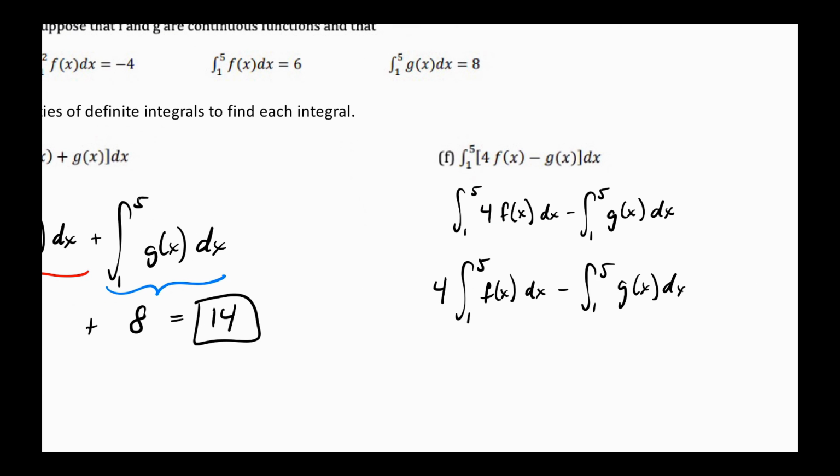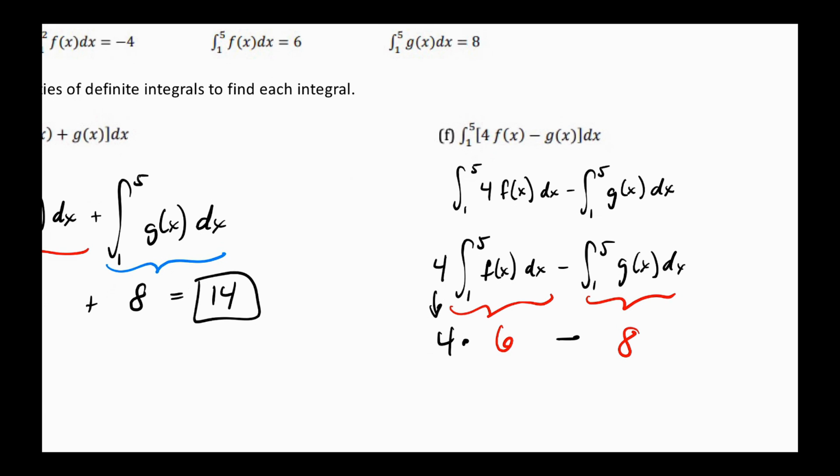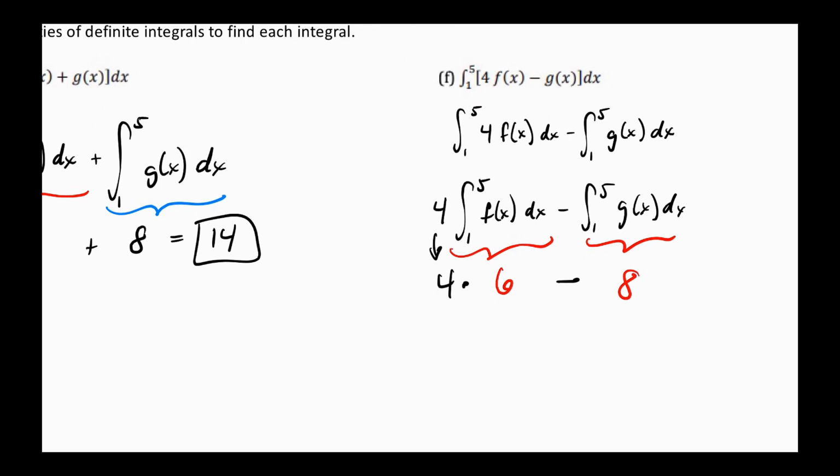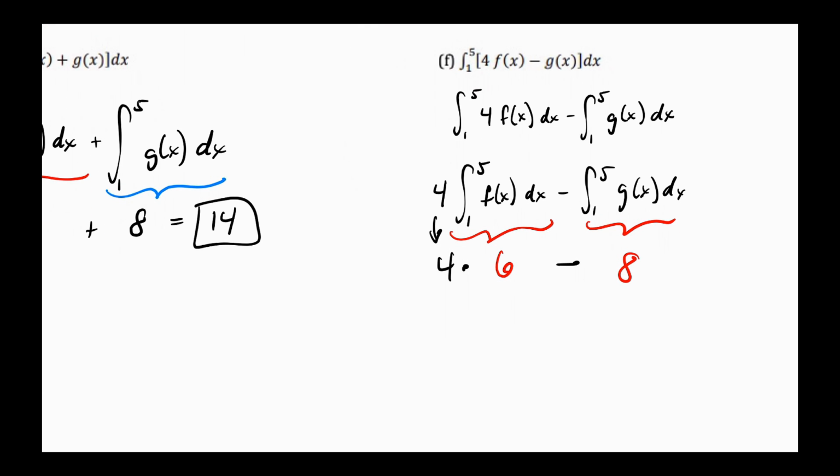So I know that this one right here is 6, and this one right here is 8. And then I got to bring the 4 down to multiply. And then it's just order of operations. Multiply first, then subtract, and you get +16. Okay.